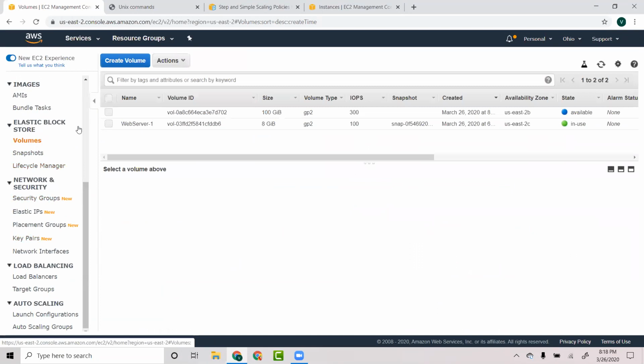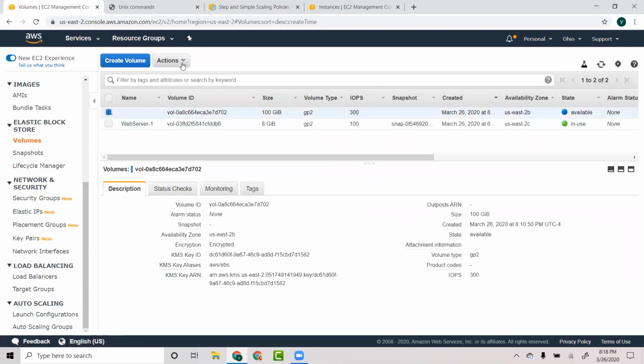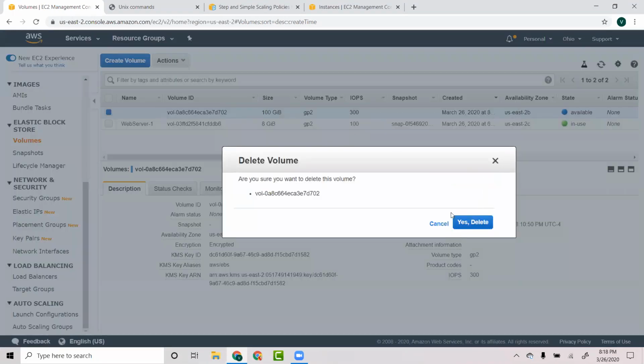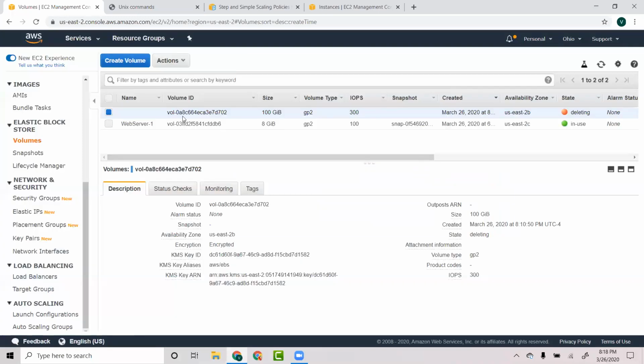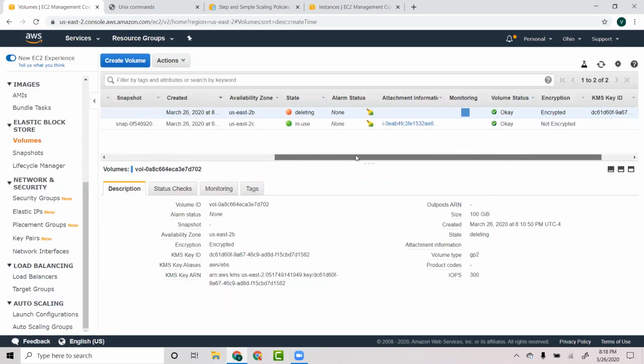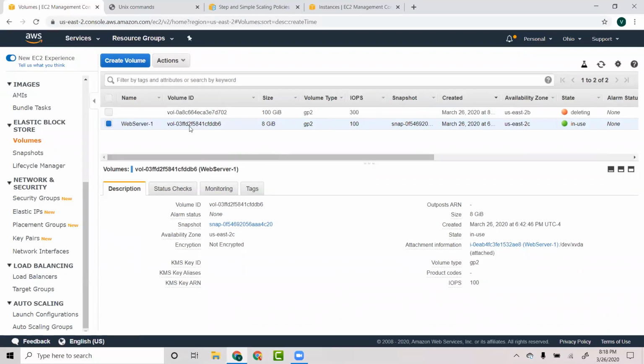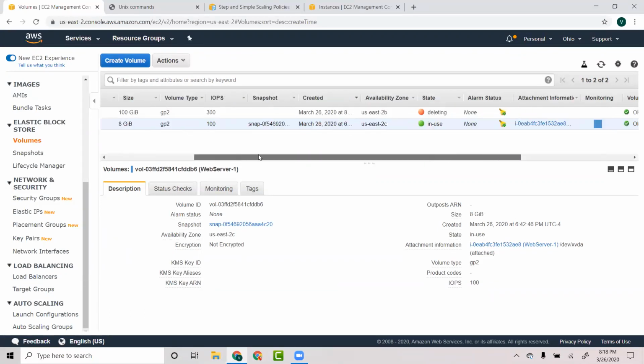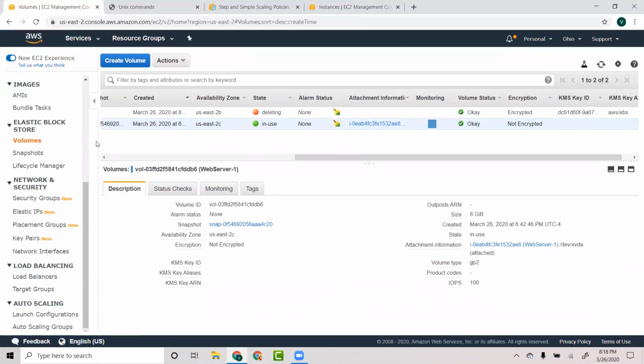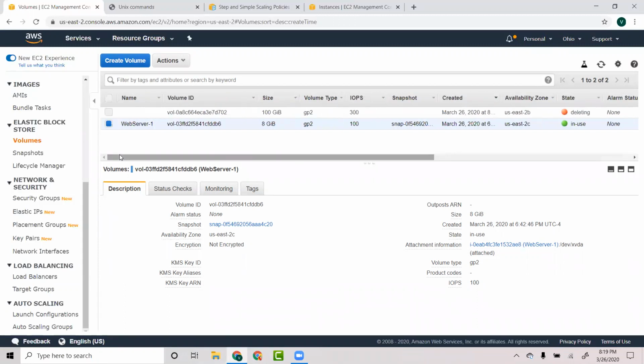Let me go to volumes and delete this volume. This is not a root device volume, but this is a root device. The next one is a root device volume, which is an EBS volume. What happens if I terminate the web server 1 instance? The associated root device volume will be gone, meaning the main hard drive will be deleted when I terminate my EC2 instance, is the point I'm making.